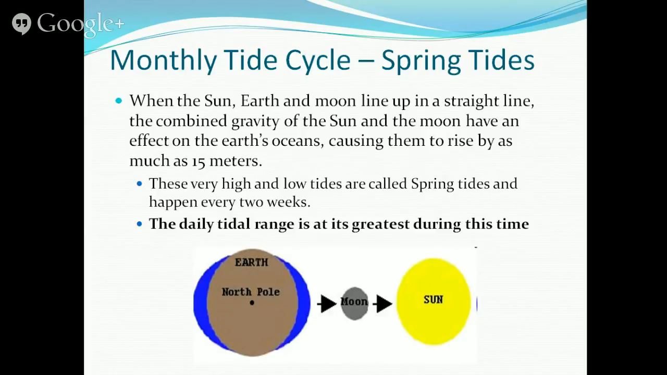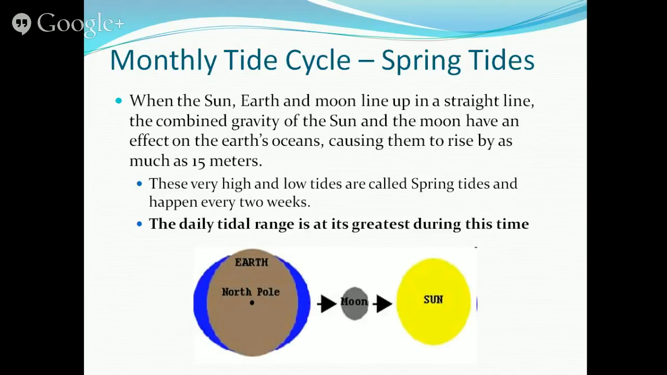So your spring tides again, when they're all lined up in a straight line, it becomes very high tides, which can cause them to rise as much as 15 meters. That's an incredibly large difference between your highs and lows. And this occurs around every 2 weeks.